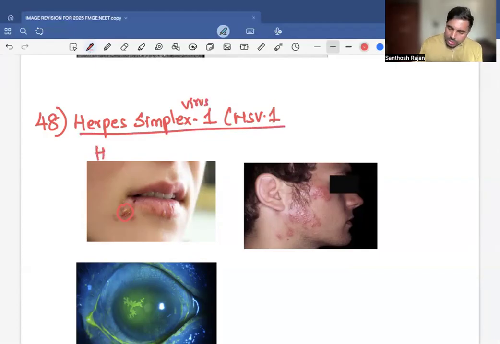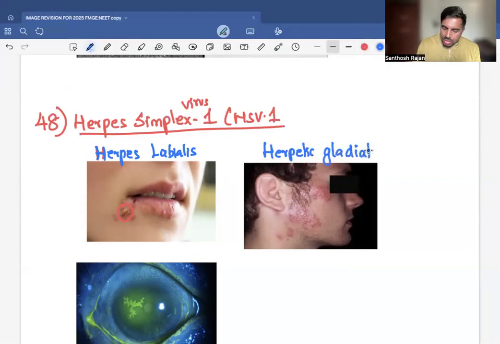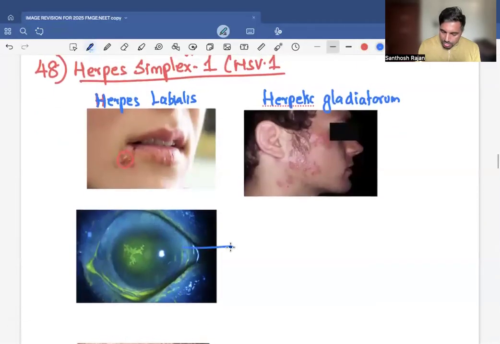This is herpes labialis. This is your herpes gladiatorum. And this is your dendritic ulcer. This is a typical dendritic ulcer, a geographical dendritic ulcer. All are characteristic for herpes simplex only. Very, very easy.